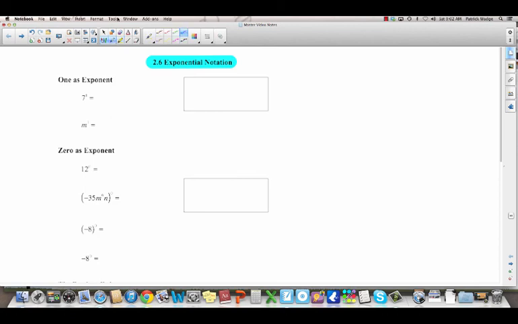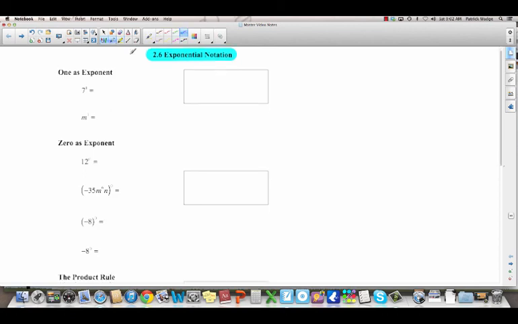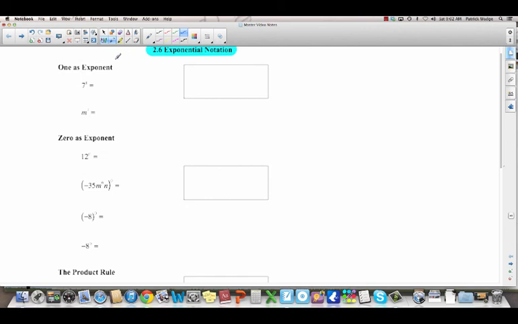Okay, so we're going to learn all about these different rules with exponents. The first two rules we're going to learn are what happens when the exponent's 1 and what happens when the exponent's 0. I think you already know these, but just to make sure, in case you don't remember, over here I'm going to write something. So let's figure out what 2 to the 4th power is.